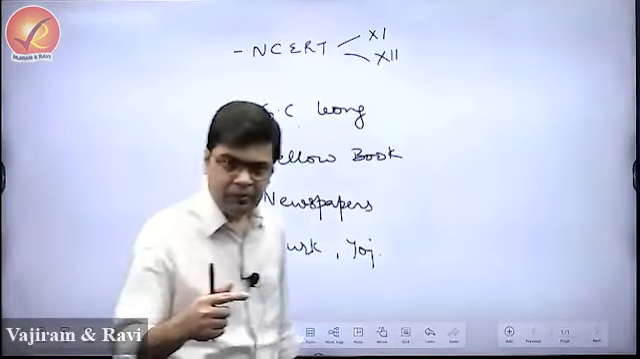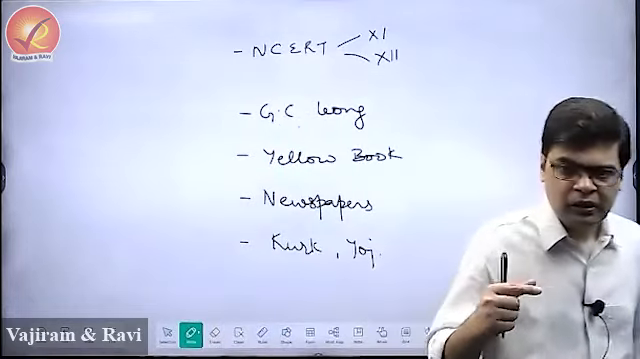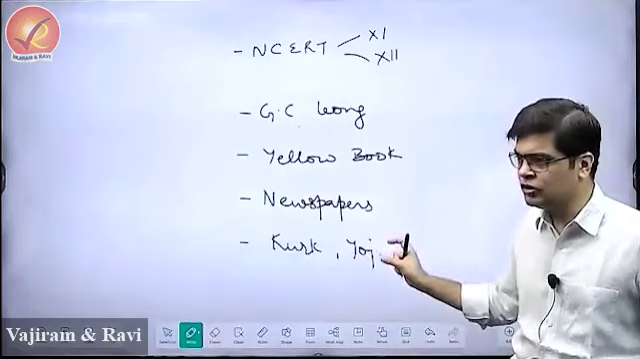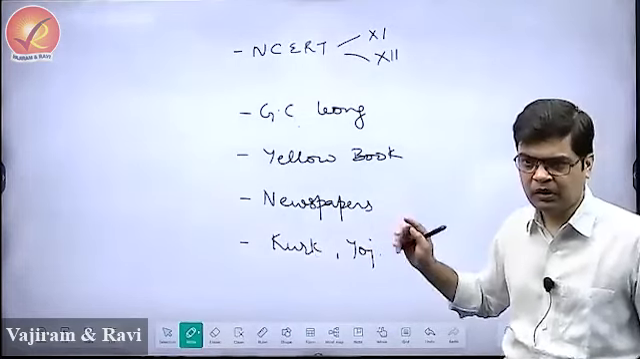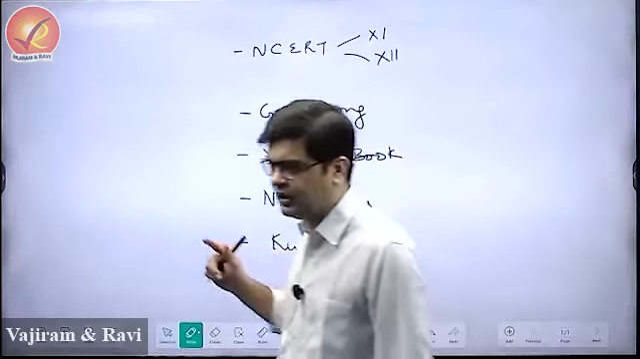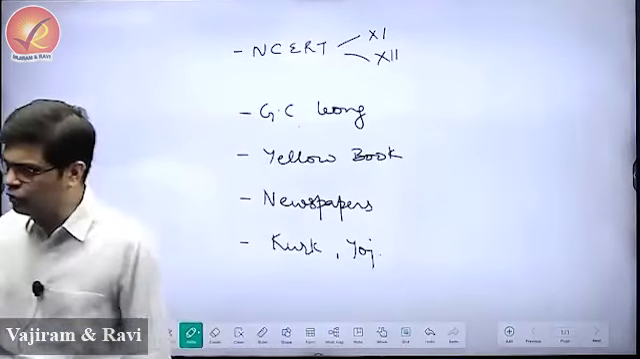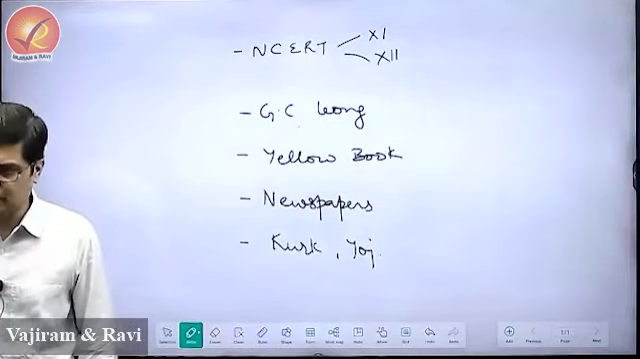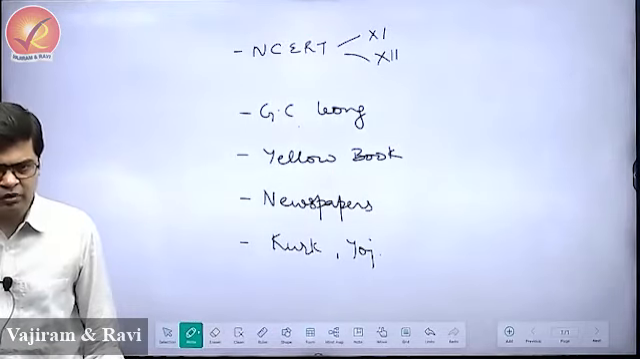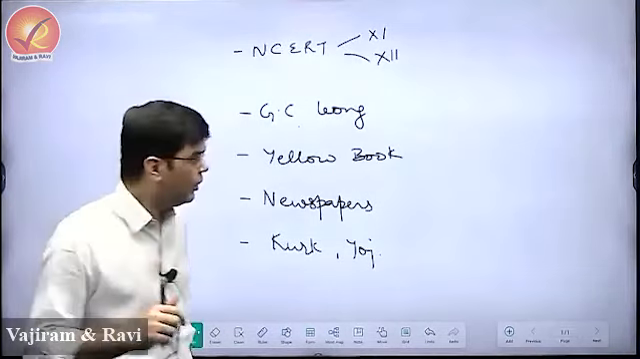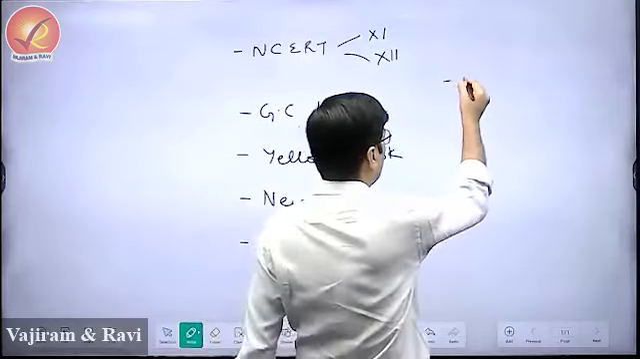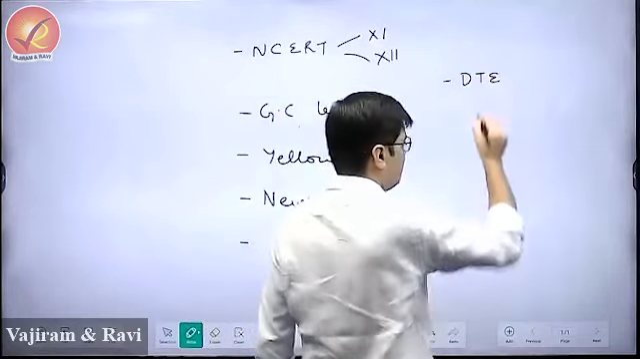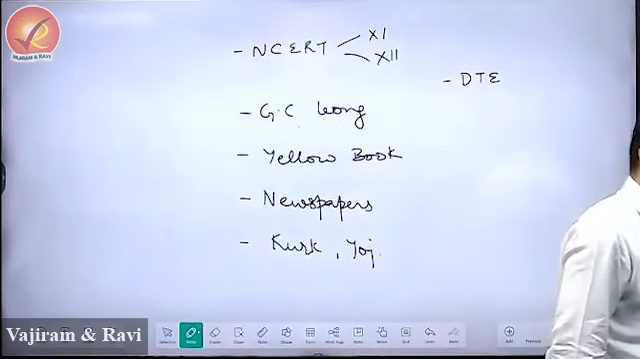If you don't find time to read Kurukshetra and Yojana, you can also refer to the summary. You have access to the Vajiram portal. In the portal, a summary of Kurukshetra and Yojana is mentioned. Even if you read the summary, that is more than enough for you. Then you can also refer to Down to Earth, a magazine on environment.